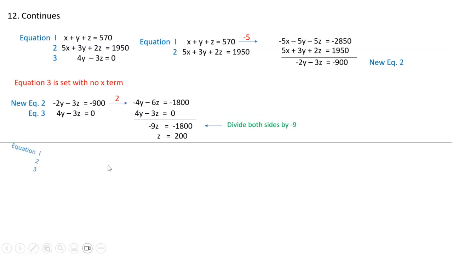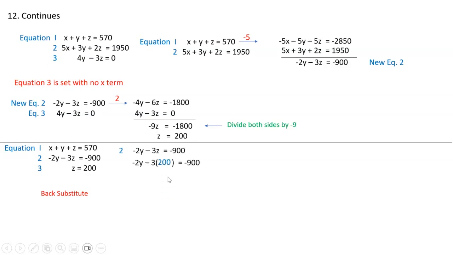Now I'm going to go back, right? I'm going to use the new equation 2. So I'm going to go back into equation 2 and plug in 200 for z. This gives us -2y minus 600 equals -900. So we add 600 to both sides. So we get -2y equals -300. Then we divide both sides by -2. We get y equals 150.